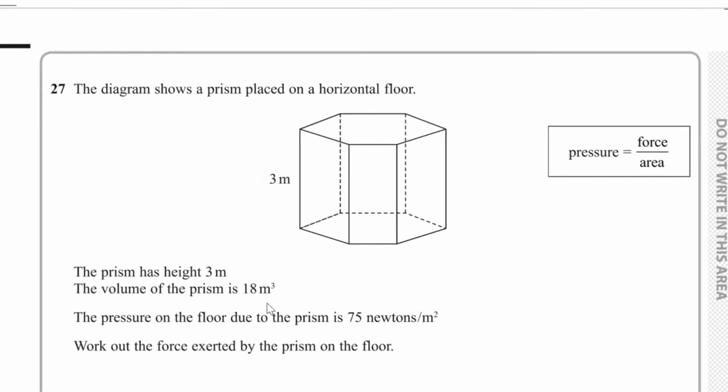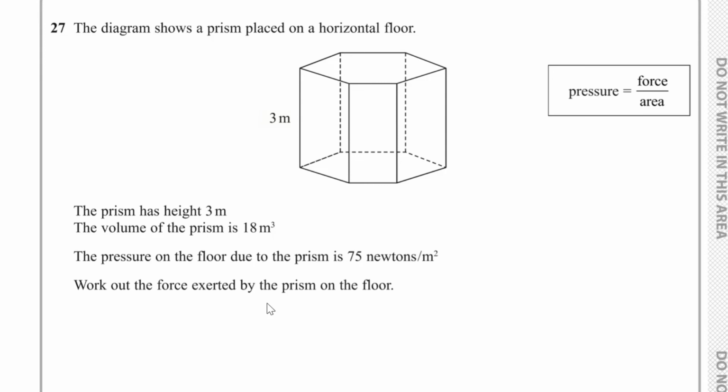Now for question number 27, the diagram shows a prism placed on a horizontal floor, and the prism has height 3 centimetres, and the volume of the prism is 18 metres cubed. And the pressure on the floor due to the prism is 75 newtons per metre squared, and we have to work out the force exerted by the prism on the floor. Well, here we know what the pressure is, that's 75. We're working out the force, we don't know the area, but we can figure out the area by working out from this shape over here.